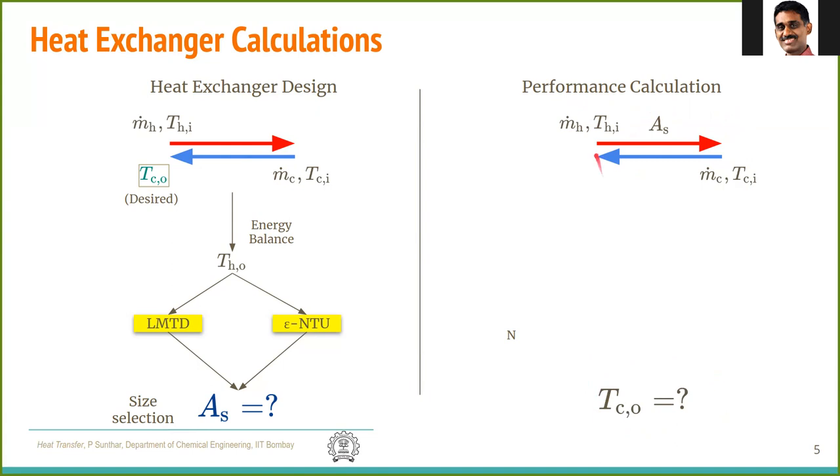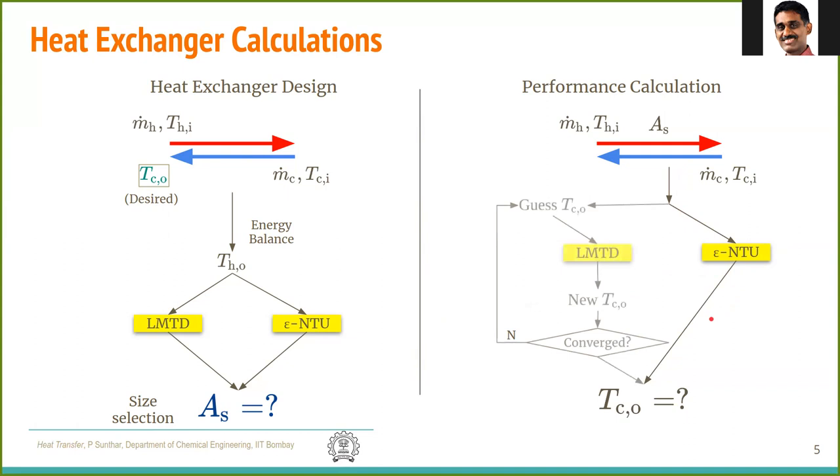We have to find the outlet temperature, let's say of the cold fluid. In that case, the easiest method to follow is what is called the epsilon NTU method, or the effectiveness NTU method, in which you can directly get the outlet temperature. You can also use the LMTD method.